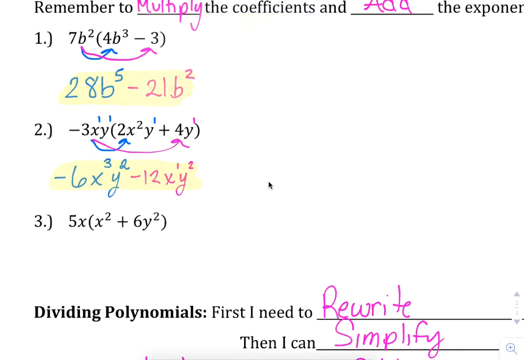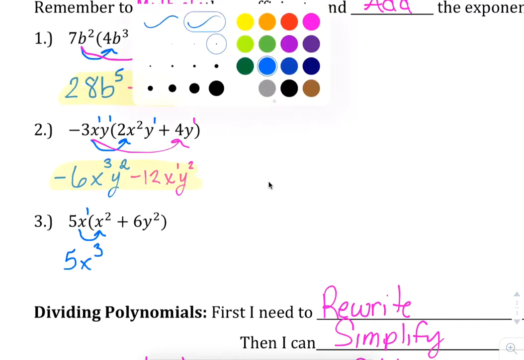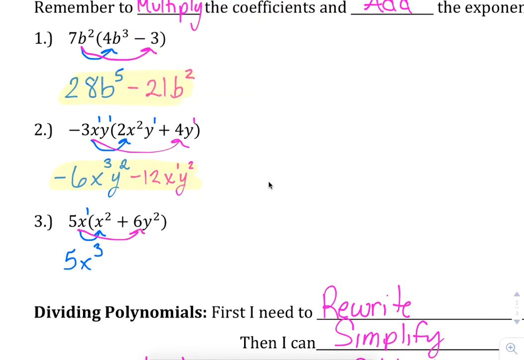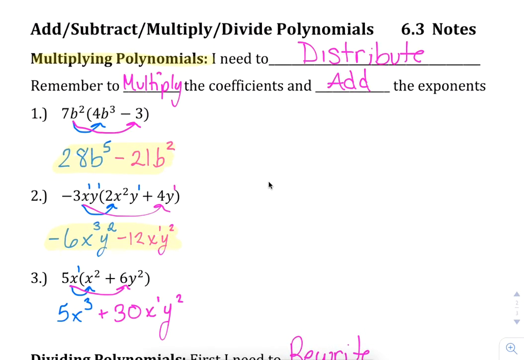All right, last problem of multiplication. 5x times x squared. There's no number to multiply, so keep the 5. 1x on the outside, 2 on the inside. That makes a total of x to the third power. Distribute to the second term. 5 times 6 is a positive 30. I have 1x coming in from the outside and 2 y's that are already in there. So it should be x to the first power y squared. Okay? All right, if you missed anything, pause it, take a second to write it down. These are your final answers. We have only dividing left. Meet you down there.